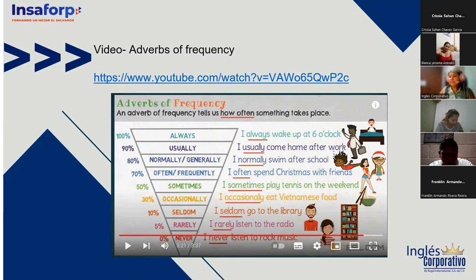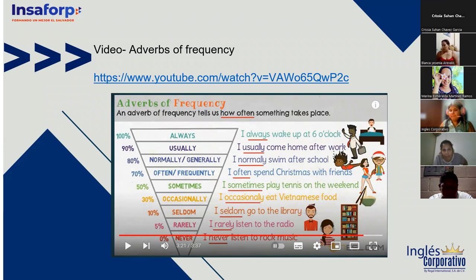Occasionally. Repeat that. Occasionally. Yes. Funciona como no a, okay?